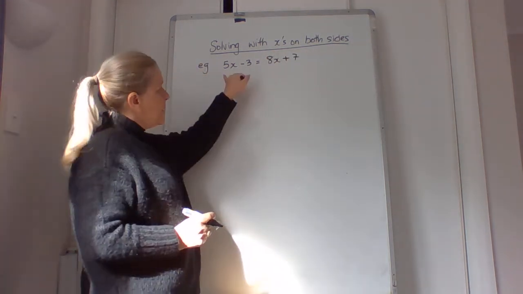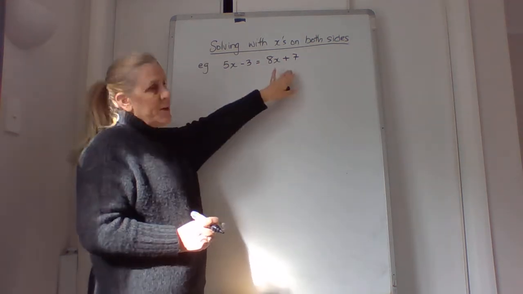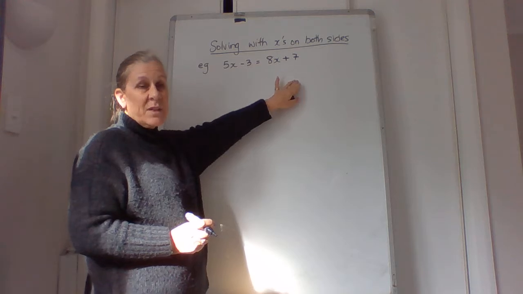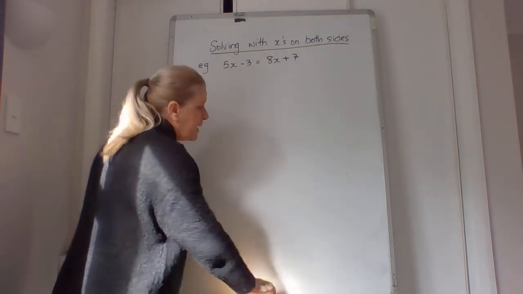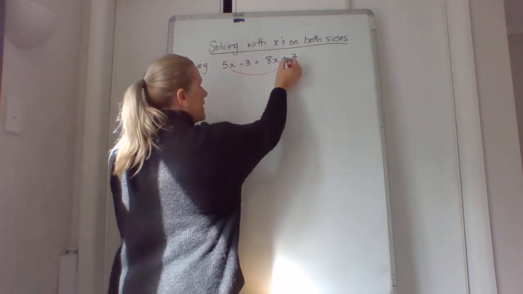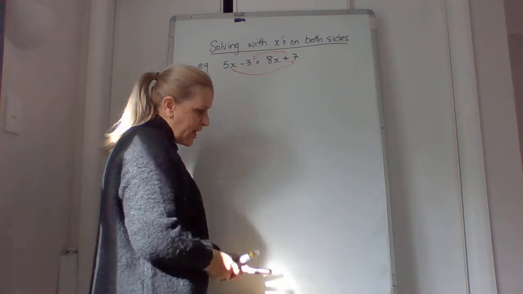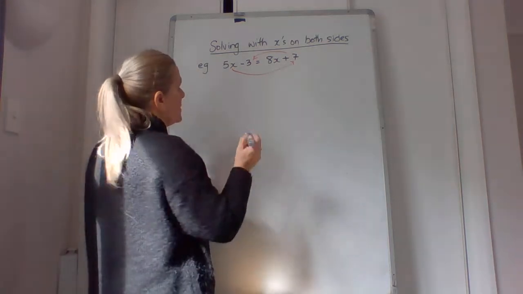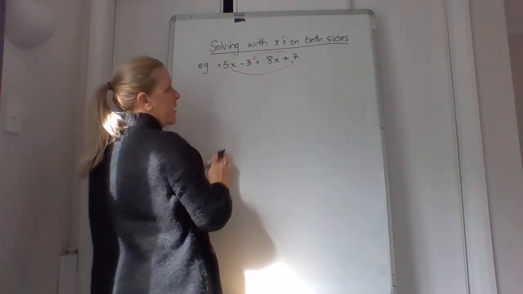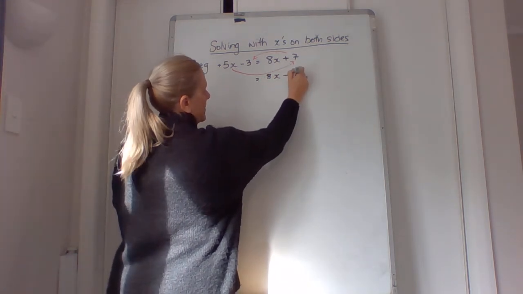Now, the big x is over this side, so I want to put this one over here so that I'm not dealing with negatives. So for me, I'm going to move this one over to here, and I'm going to move this one over to here, so at the same time, changing their signs as I go. So this is a positive. I'm going to subtract it on this side, so it'll be 8x minus 5x.